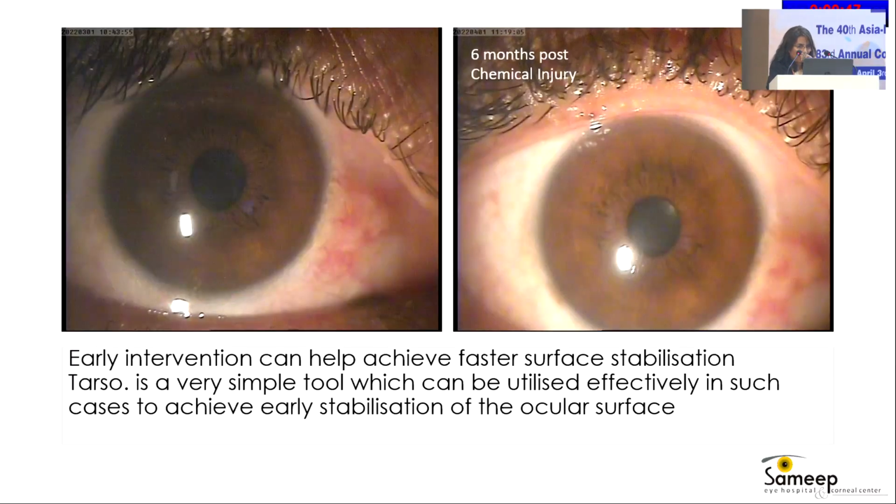So early intervention can help achieve faster surface stabilization in such cases, and tarsorrhaphy is a very simple tool which can be utilized effectively in such cases to achieve early stabilization of the ocular surface.